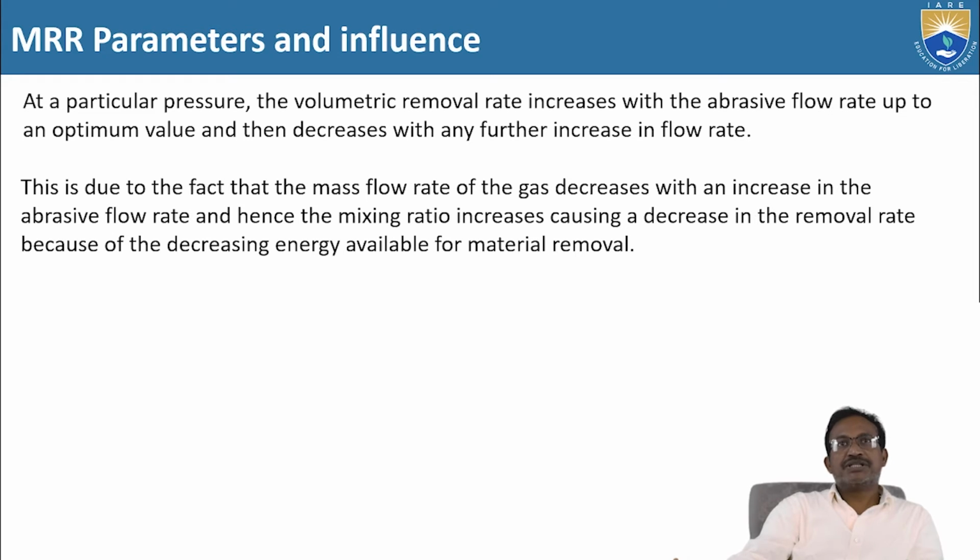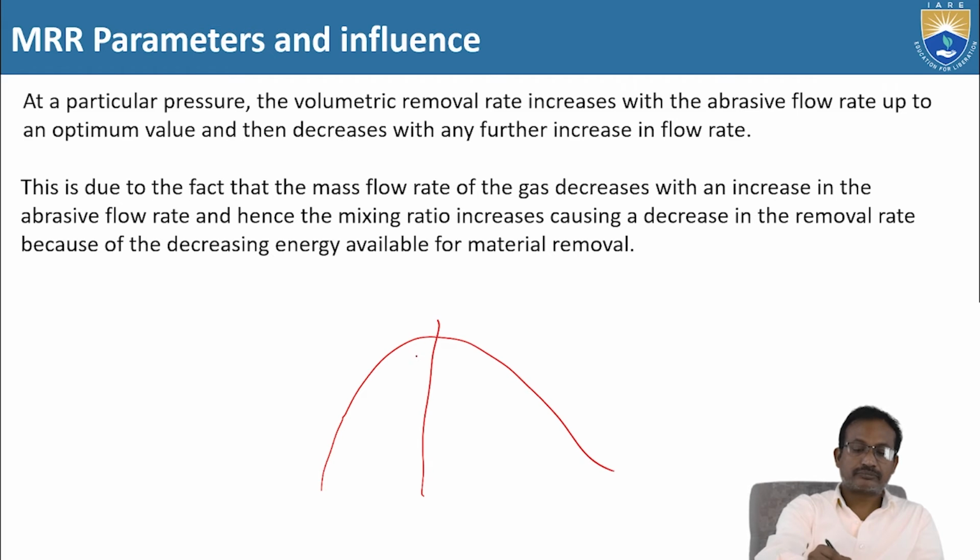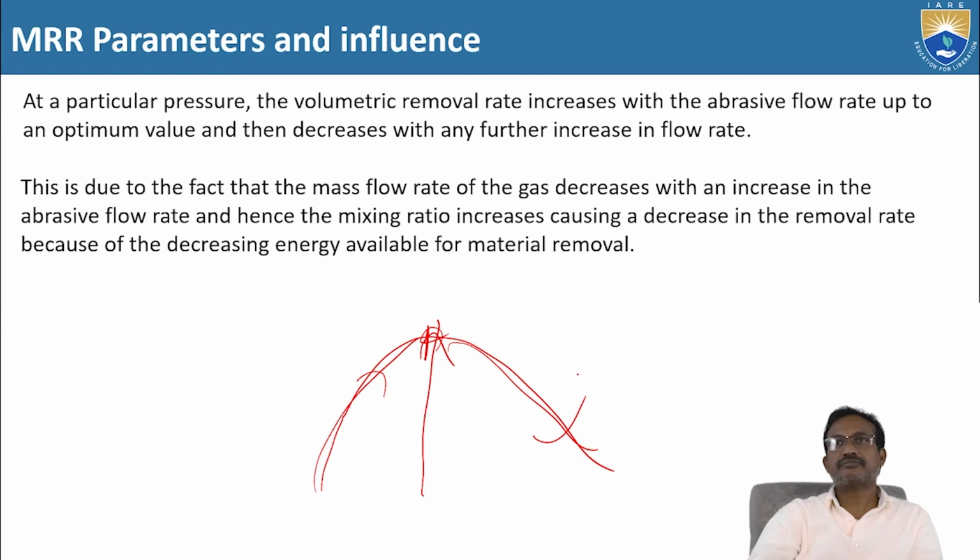At a particular pressure, the volumetric removal rate increases with the abrasive flow rate up to an optimum value and then decreases with any further increase in flow rate. So, regarding flow rate, what will happen? It will increase gradually up to the optimum value, and after it reaches that point, it decreases. So, it has a parabolic curve.